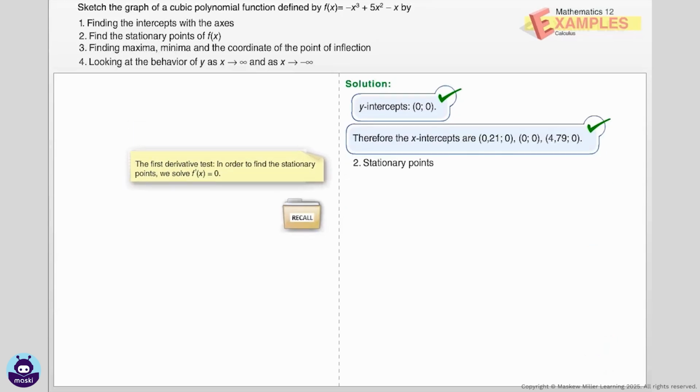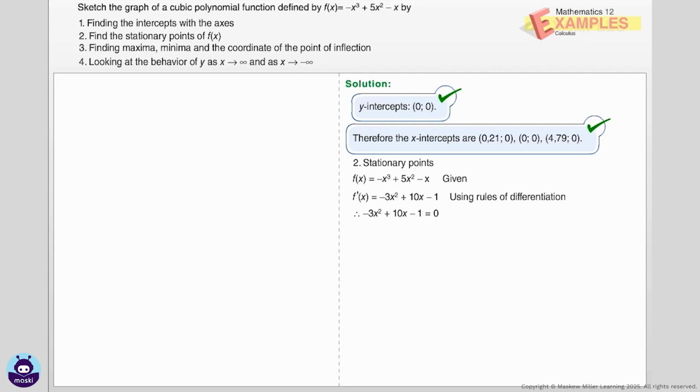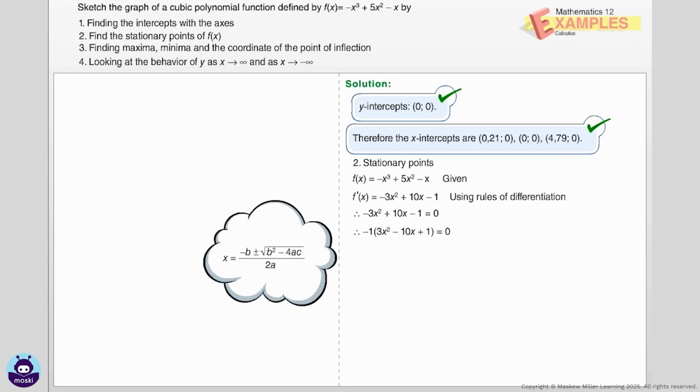Recall the first derivative test for stationary points. We solve f prime of x equals 0. f prime of x equals negative 3x squared plus 10x minus 1. Therefore, negative 3x squared plus 10x minus 1 equals 0. This is a quadratic equation, which can be solved using the quadratic formula.